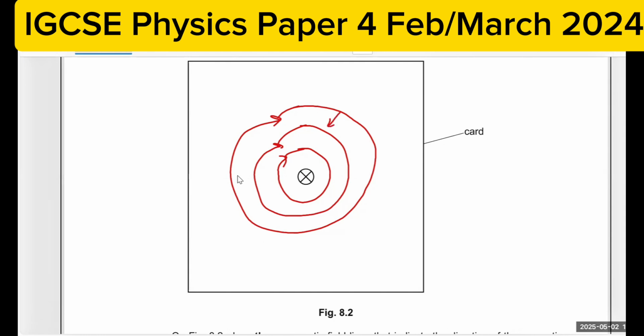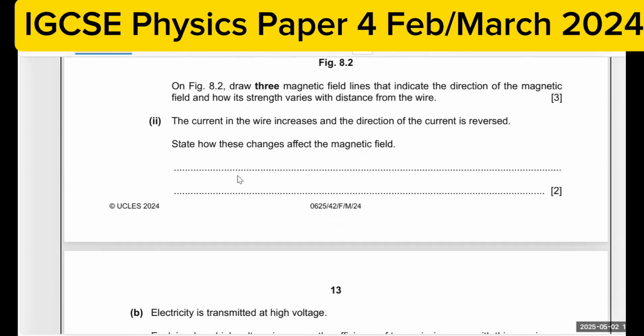In this region, the magnetic field strength is weak because it is far from the source of the magnetic field. And in this region, the magnetic field strength is strong. It will be strong, so you will write here.